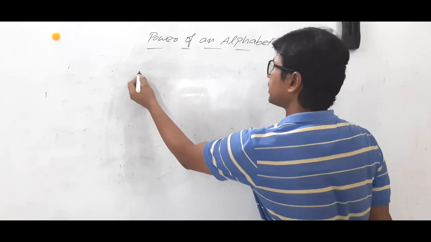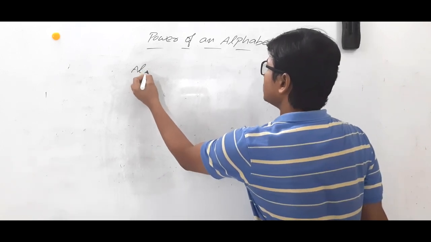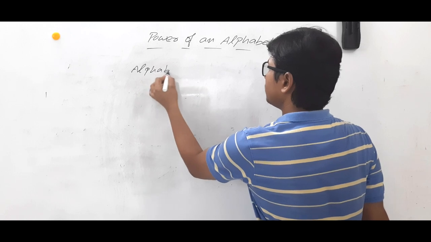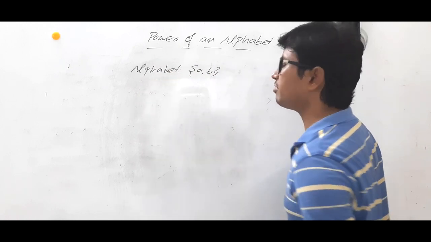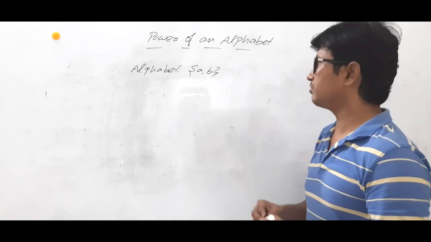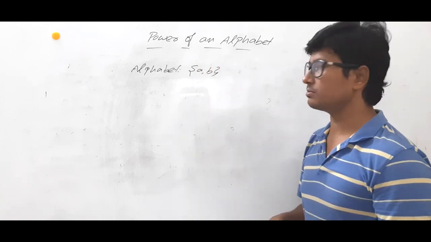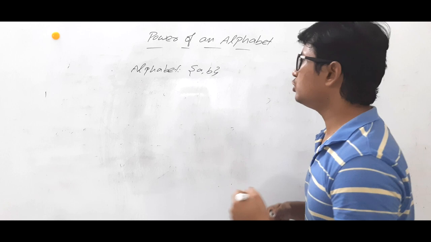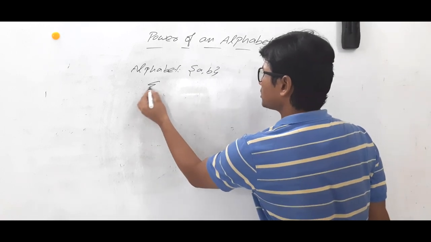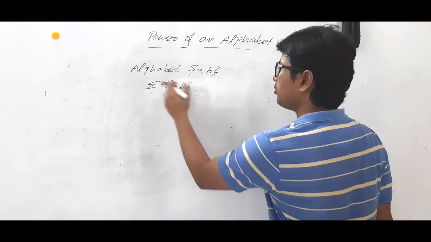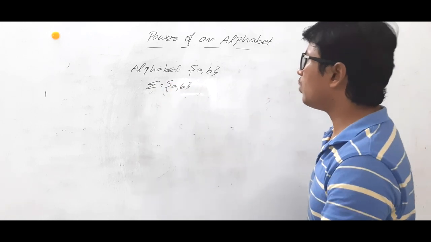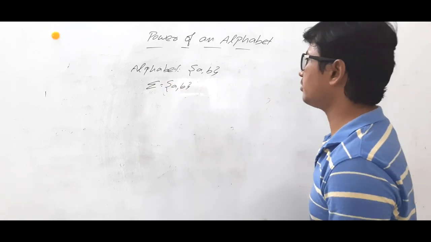Let's say I have taken an alphabet which is {A, B}. As I said earlier, an alphabet is a finite number of symbols, where A is one symbol and B is another symbol. Now what is meant by power? Usually we represent alphabets using sigma, sigma = {A, B}. Meaning my alphabet is A, B. Now what is meant by power of an alphabet?